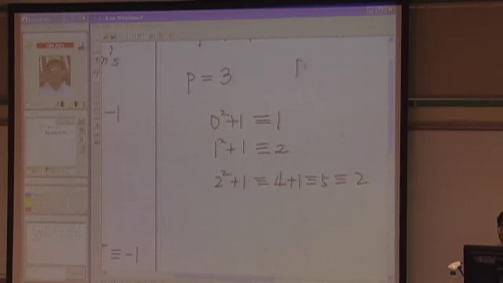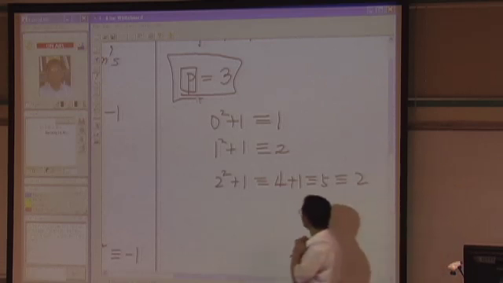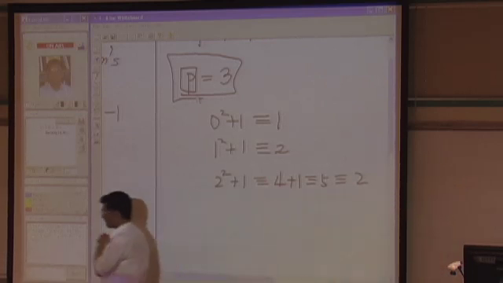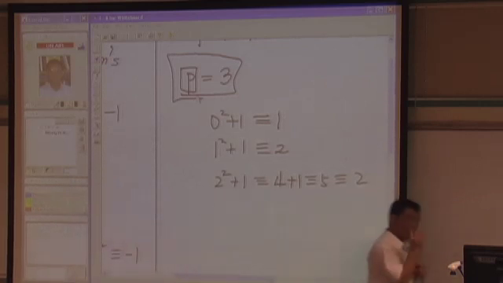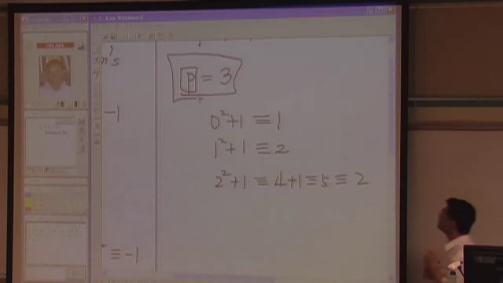For P equal to 2, 0 squared plus 1 is congruent to 1. How did you get that 5 is congruent to 2? 5 mod 3 is 2. Right, 5 o'clock is the same as 2 o'clock. So this is for odd primes, not for even primes. When I tried even, I found a solution. So it is for odd primes.